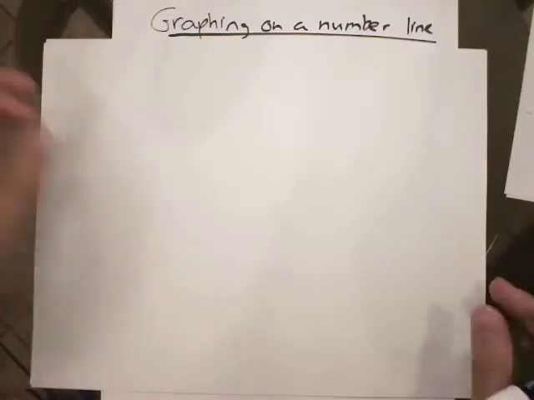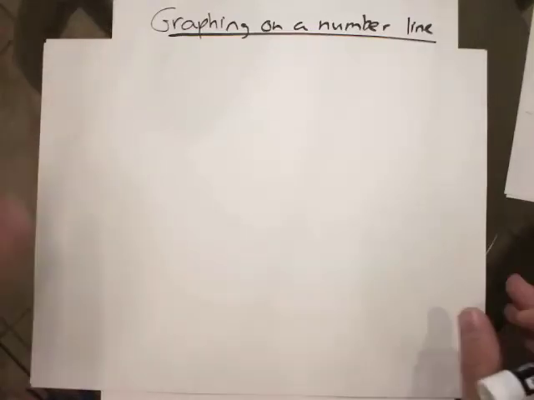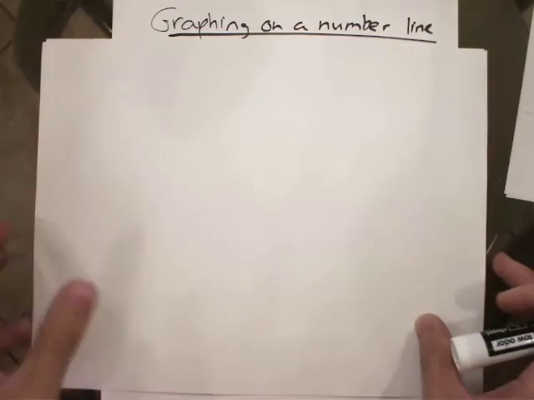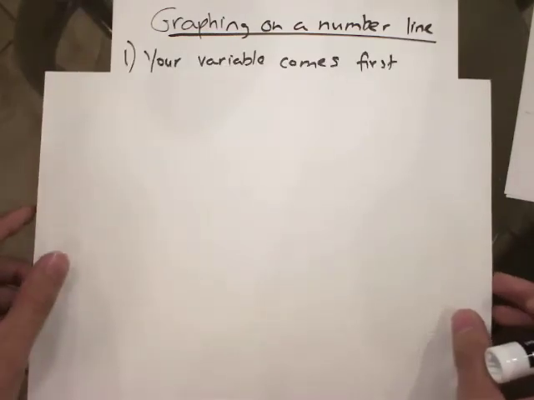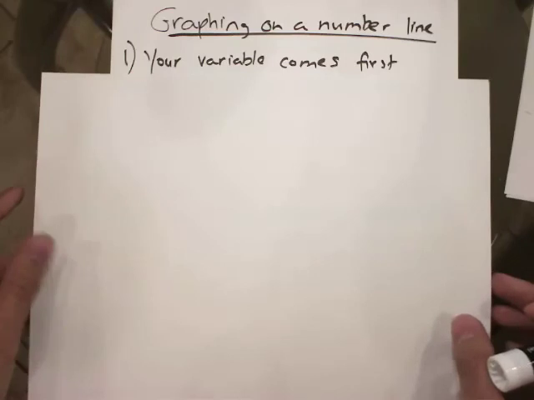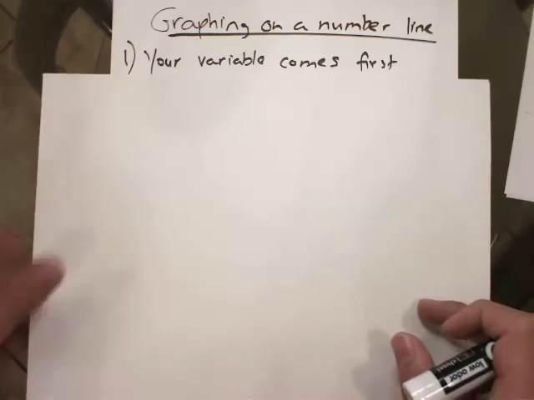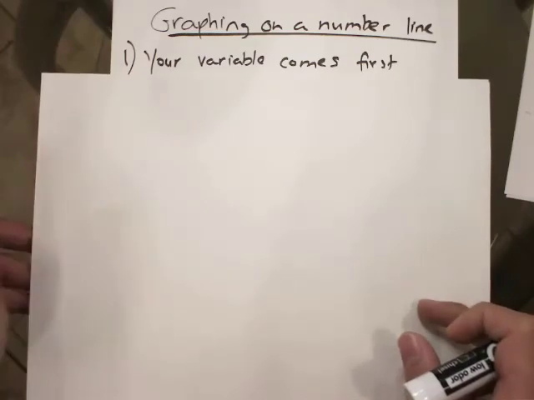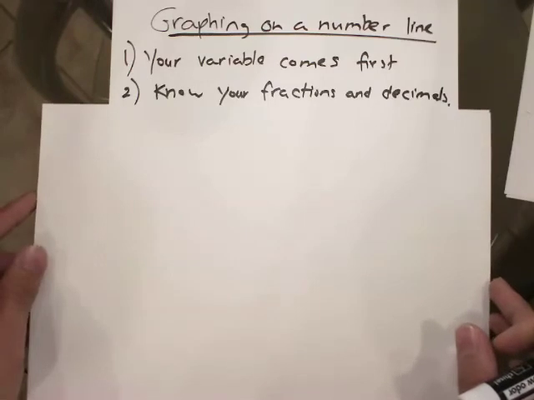All right, we're going to start chapter 6 with a quick review on how to graph on a number line. These are the first two things that I need you to remember: your variable always comes first. It doesn't necessarily mean that the variable has to be in the front. It's just that when you say it in your mind or say it out loud, make sure that the variable comes first. And secondly, make sure you know your fraction and decimal.